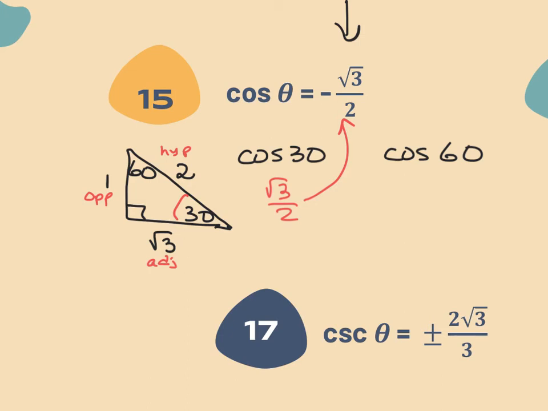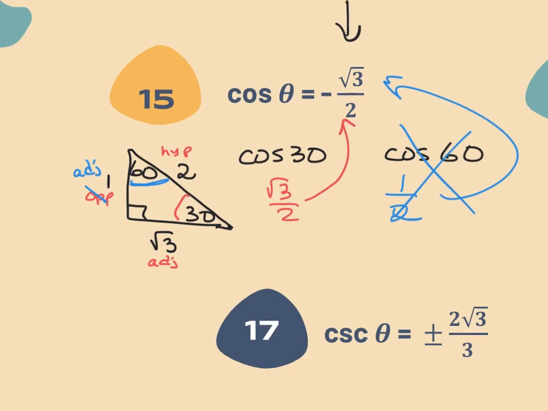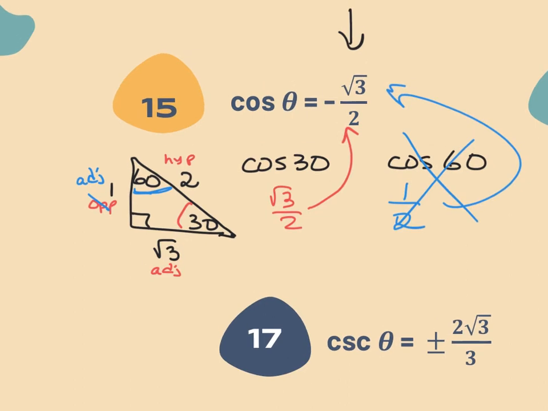Let's say you did cosine of 60 first. Here's the 60. Now the 1 becomes the adjacent. So then this would have been 1 over 2, which isn't this answer, so that's why it's not cosine of 60. So my advice to you is quickly do them both and figure out which one is the reference angle. So I can see my reference angle is 30.